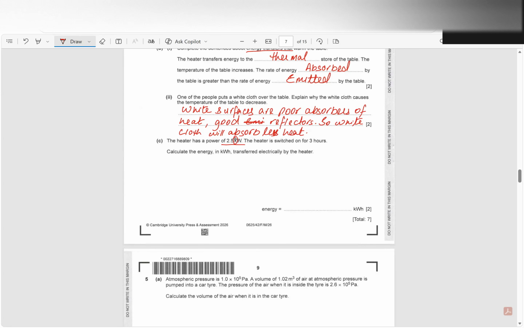Moving on. So now we have the next part, which says the heater has a power of 2.5 kilowatts. Please do not miss this: kilowatt. The heater is switched on for 3 hours. Calculate the energy in kilowatt hours transferred electrically by the heater.